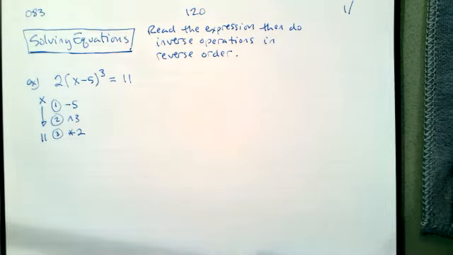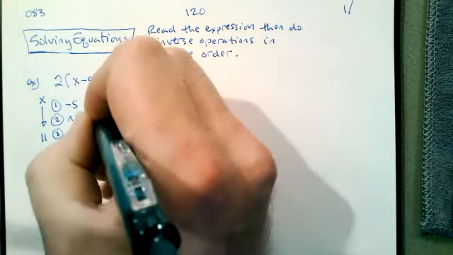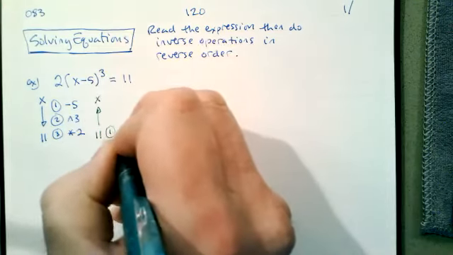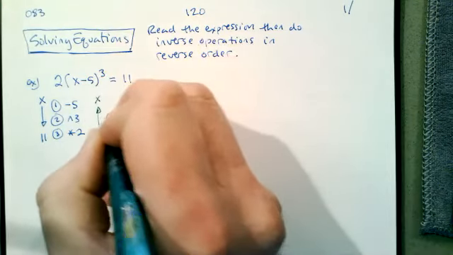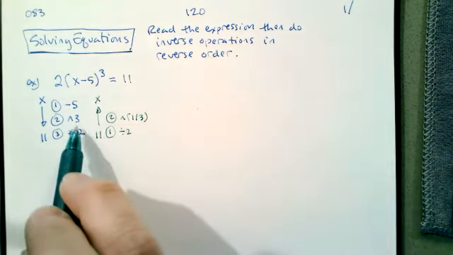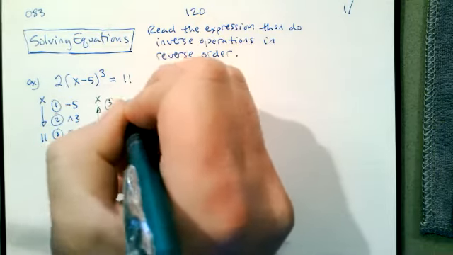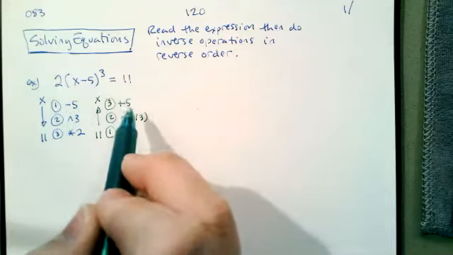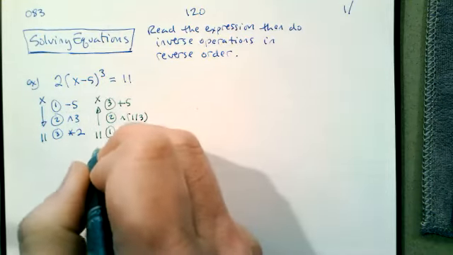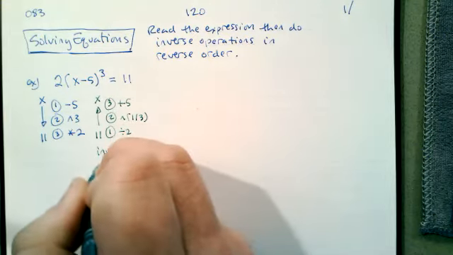If we want to take an 11 and turn it back into x to figure out where the 11 came from, first, we're going to divide by 2. Second, we're going to raise to the 1/3 power. The inverse of an exponent is a reciprocal exponent. And third, we will add 5. The inverse of subtraction is addition. The inverse of multiplication is division. So here are inverse operations in reverse order.